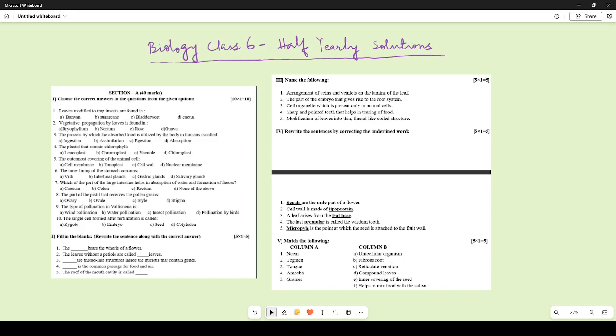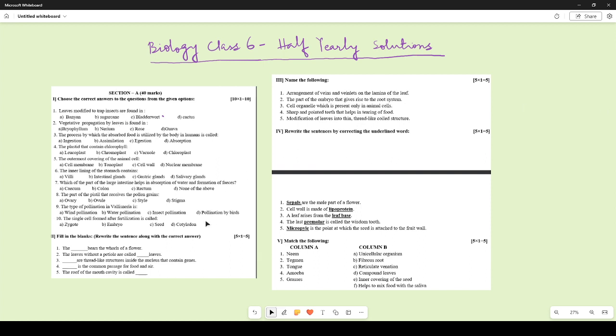Hello everyone. So today we will check out the solutions of biology for class 6 half yearly examination. Let us take up section A first. Leaves modified to trap insects are found in bladderwort.